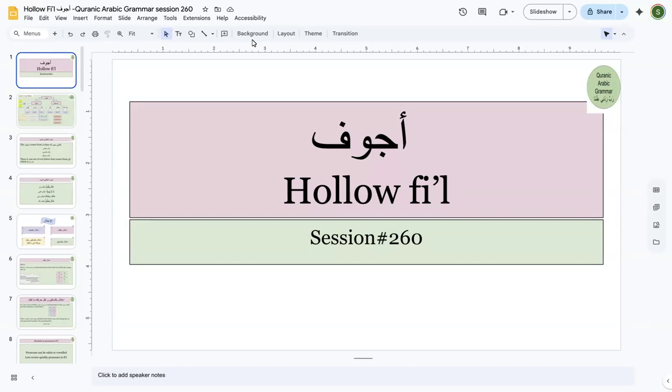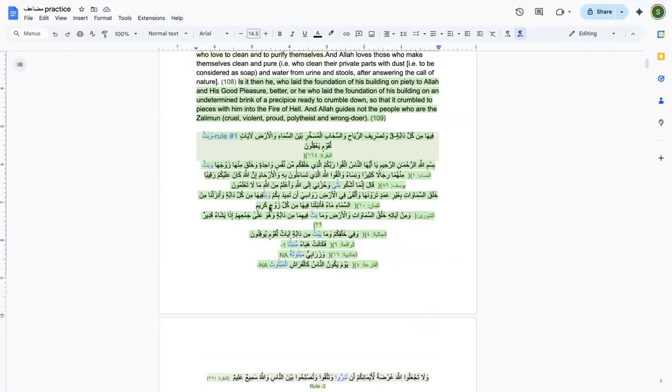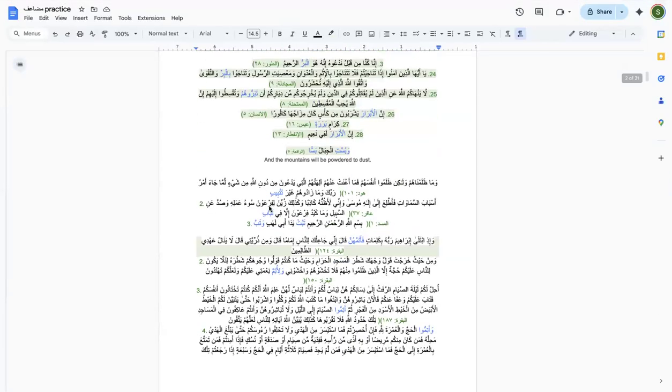Ameen ya rabbal alameen. So here we are with our session number 260 for Quranic Arabic grammar, in which we are going to learn today Ajwaf, which is a fail that has waw and ya as its ainul kalima, or the second root letter. Before we go on to learn Ajwaf, I will quickly try to complete the review sheet that we were going over in our last session.